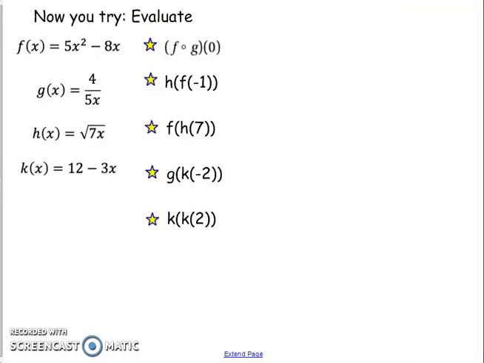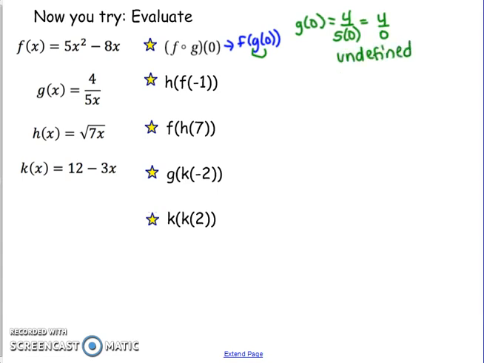Okay, if we look at a couple more examples. First we have f of g of 0. Again, I'm going to rewrite this as f of g of 0. We're going to do g of 0 first. g of 0 would be 4 over 5 times 0, which is 4 over 0, which is undefined. I can't even continue this because I can't plug something undefined into the f function. So that's just undefined.